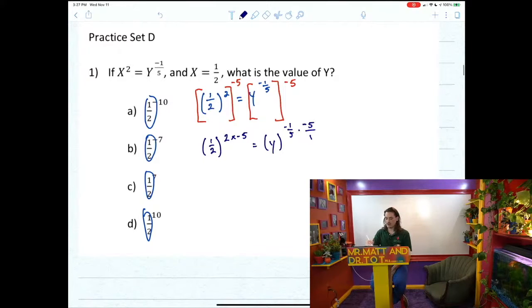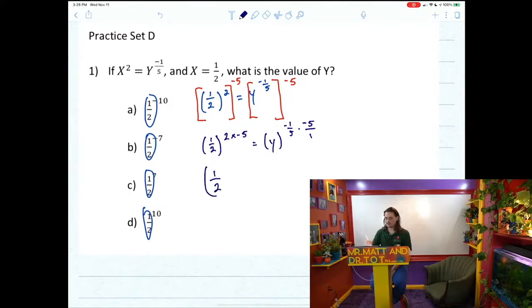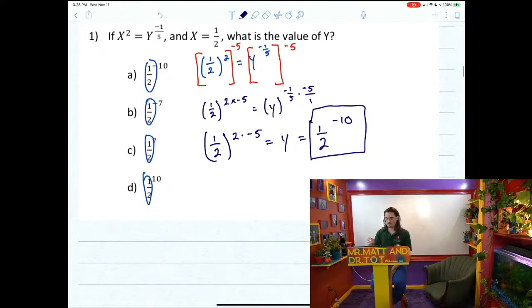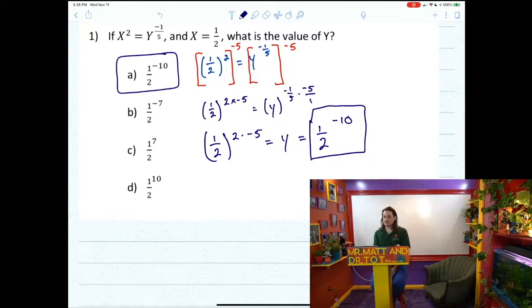And so I get 1/2 raised to the 2 times -5 power is equal to y. So y is going to be equal to 1/2 raised to the -10th power. So the answer to number 1 was A, 1/2 raised to the -10th.